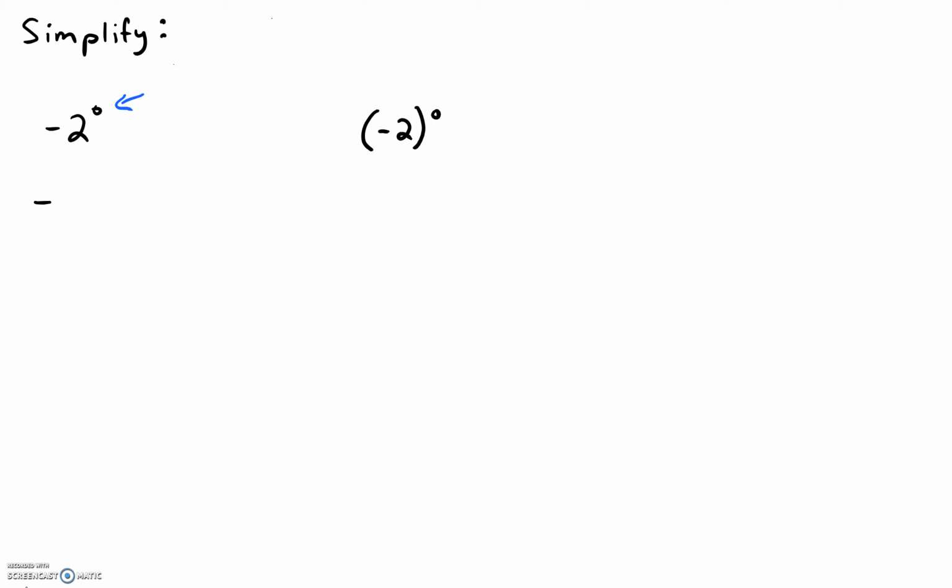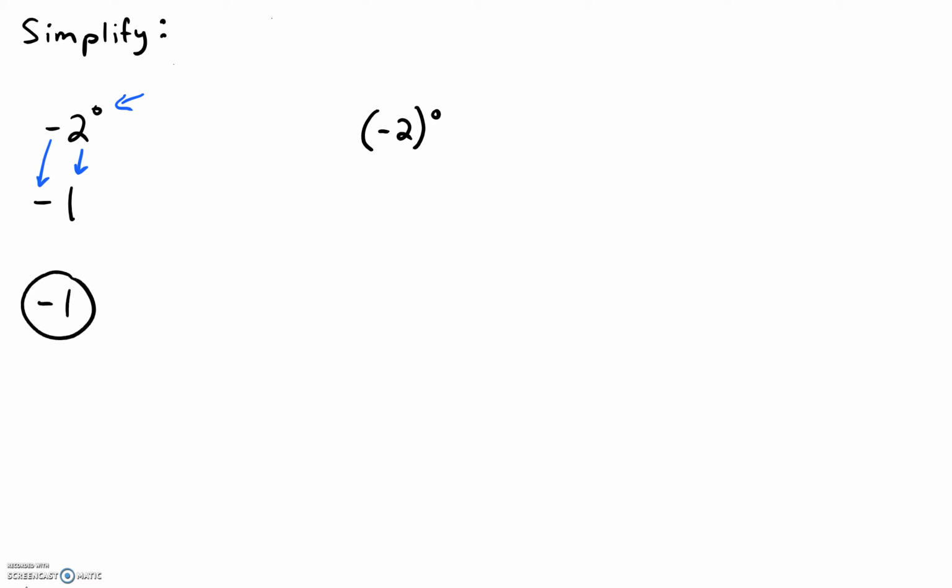So let's go ahead and simplify 2 to the 0th power. Well, 2 to the 0th is 1. Anything to the 0 power is equal to 1. And so the 2 to the 0 turned into a 1, the negative just comes straight on down. And so our answer is just -1 in this case.